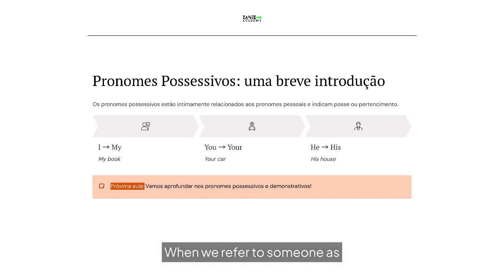When we refer to someone as he, we say his when we want to indicate possession. For instance, his house shows that the house belongs to him. This pattern holds true for all personal pronouns, allowing us to express ownership accurately. As we deepen our understanding of possessive pronouns, keep in mind that they enhance your ability to communicate personal relationships and ownership in everyday conversations.